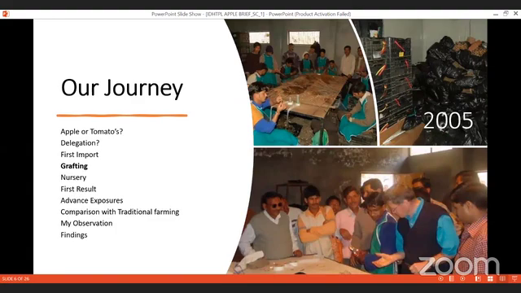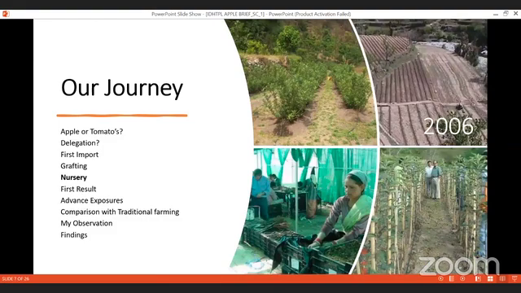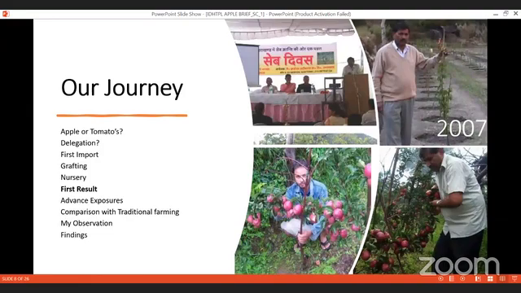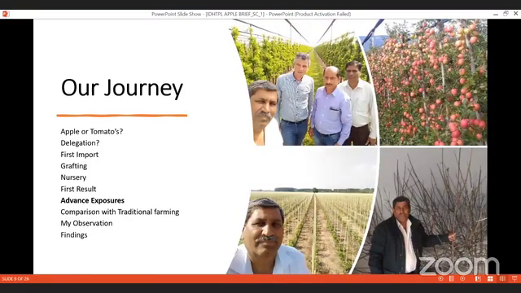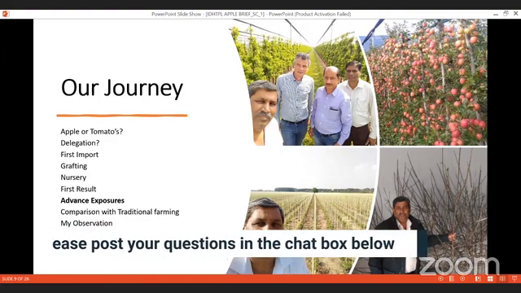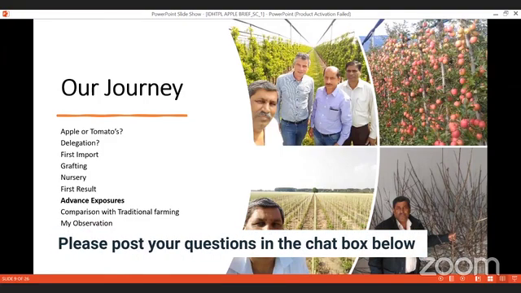Then we started a more professional system of grafting and the bench system, and then we planted in the nurseries. We started making the rootstocks and the nurseries together. So this is 2007, you can say. And the first result was very, very good. When I saw the result in the field, it was absolutely good.